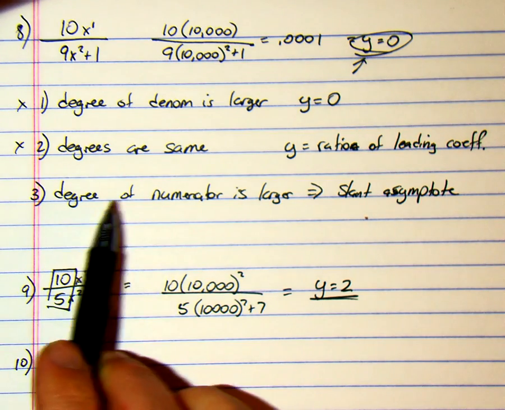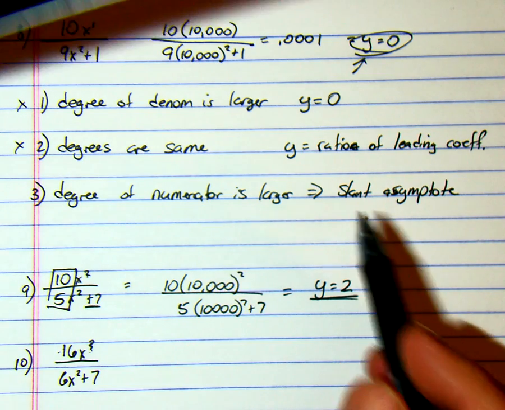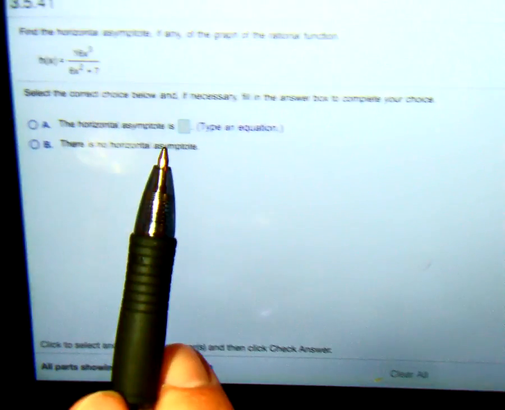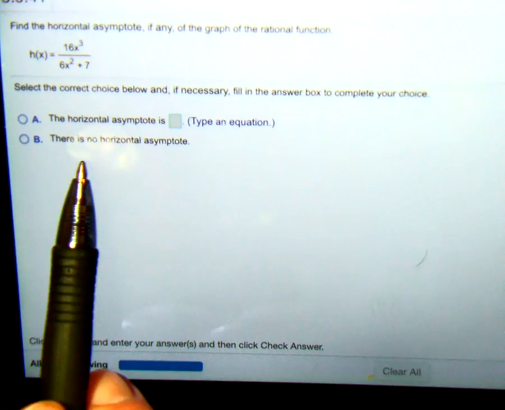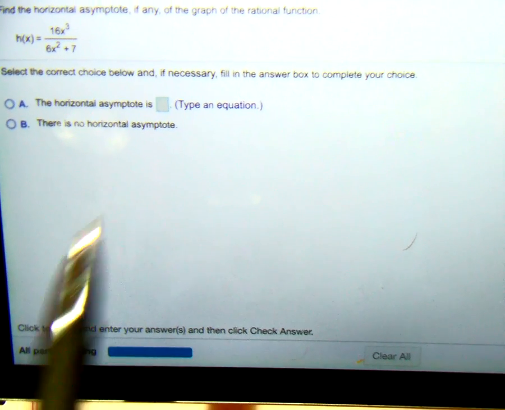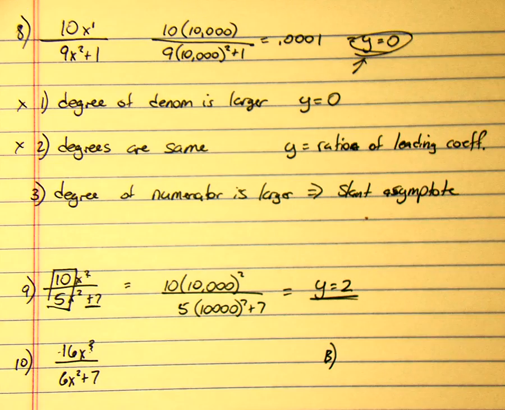Okay. Now in this case though, going back to this one, the degree of my numerator is larger. So here the degree of my numerator is larger, and I said that it has to go to a slant asymptote. So we see here that my choices are the horizontal asymptote is blank. That's not applicable. There is no horizontal asymptote. True, because it now becomes a slant asymptote. So this is going to be option B.